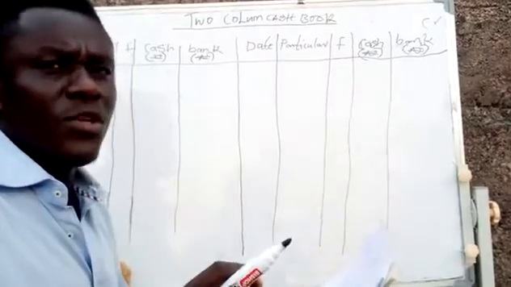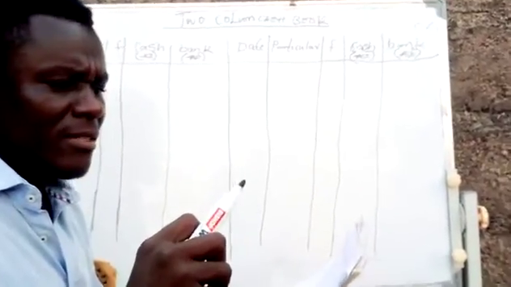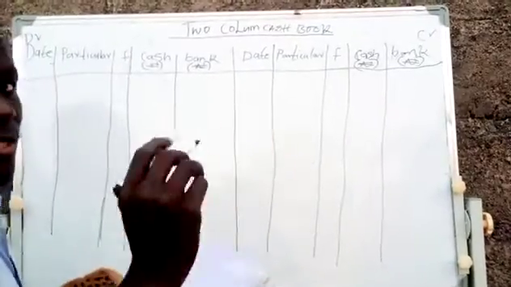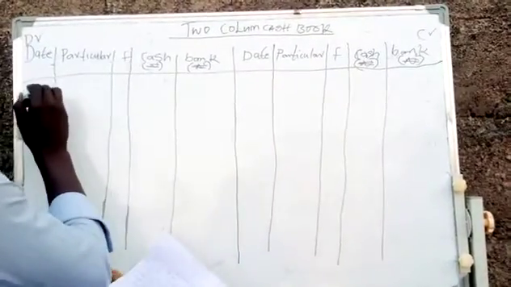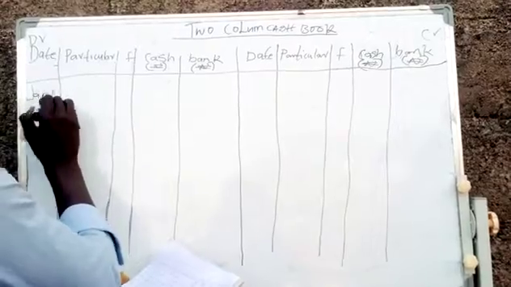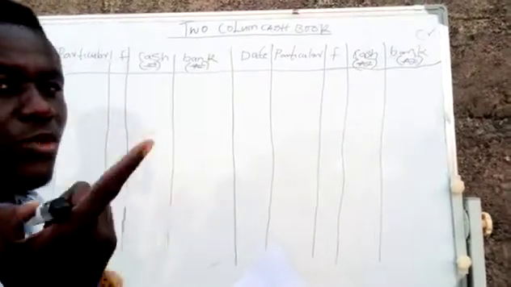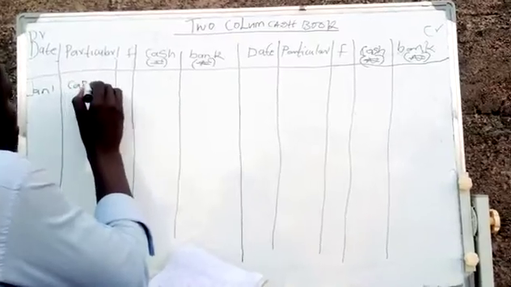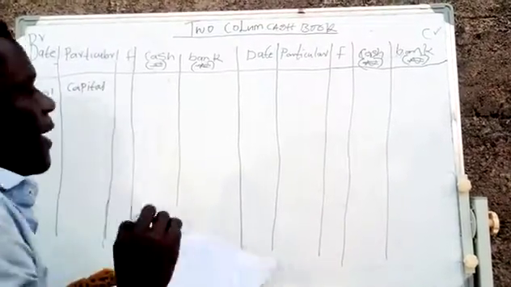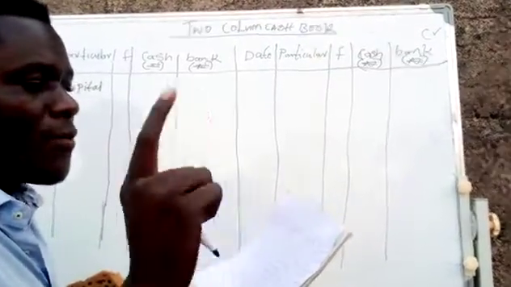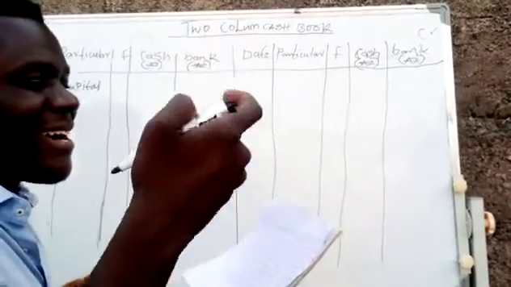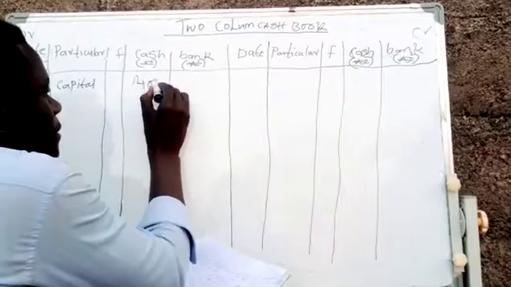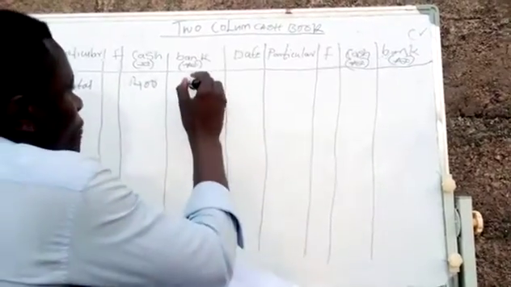The 1,400 is cash and the 4,000 is in bank. So now the first question, you're going to start with your date, which means you have January 1st. Then your particular is going to be what? Capital. Then you write capital. Then the question says 1,400 naira cash in hand. Then you have cash in hand 1,400. Then in bank you have 4,000.